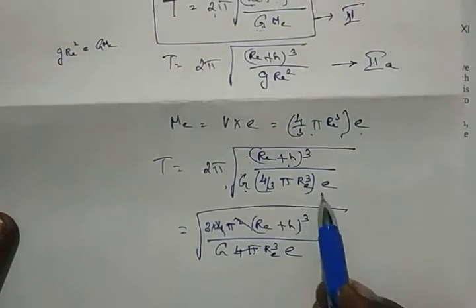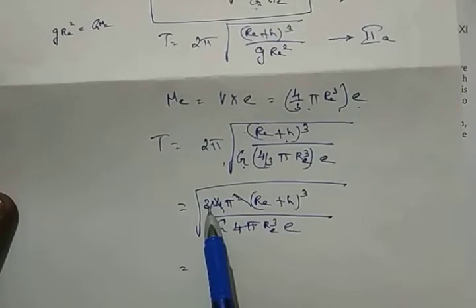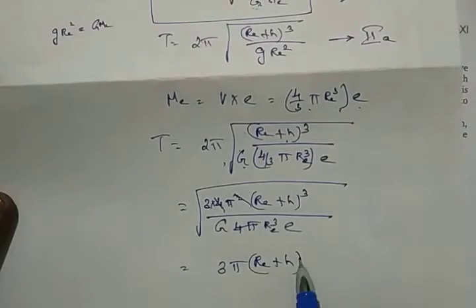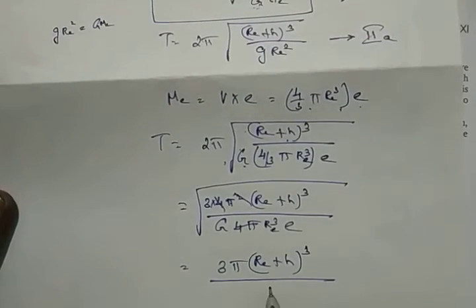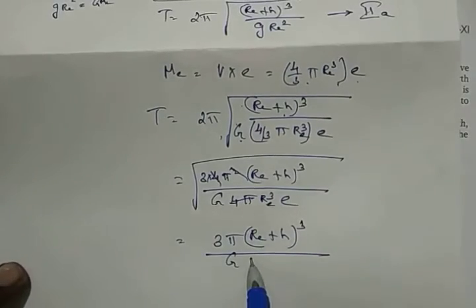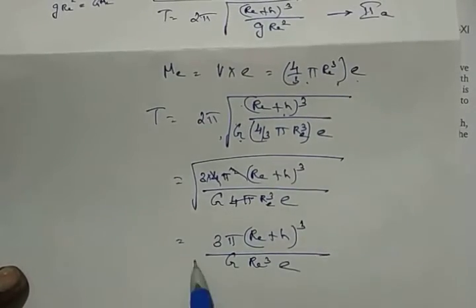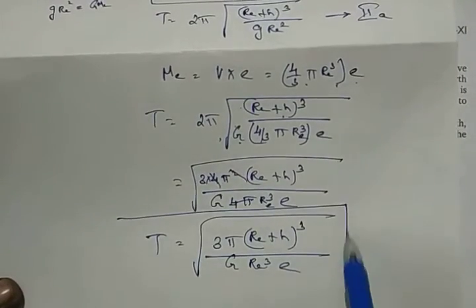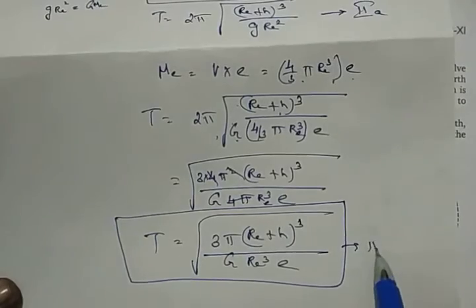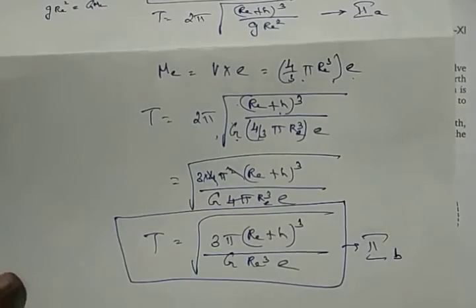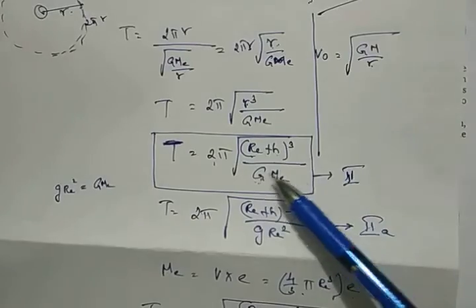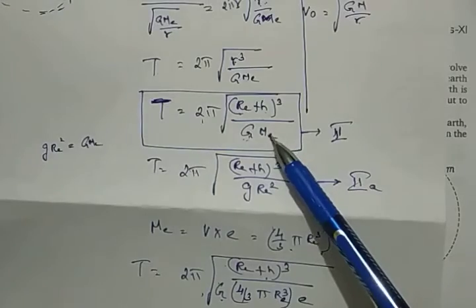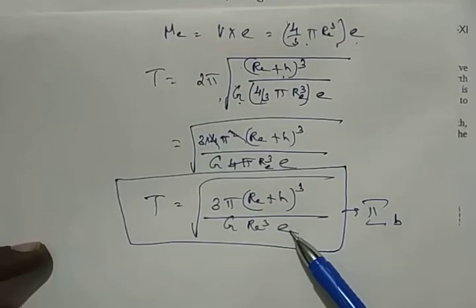So this is Re. So what is the final thing? 3 pi Re plus h the whole cube upon G Re cube into rho. This is the time period. This is another format of the same formula. This is the first format, GME. Second format is gR square. Third format is, instead of the mass, you're putting the density.